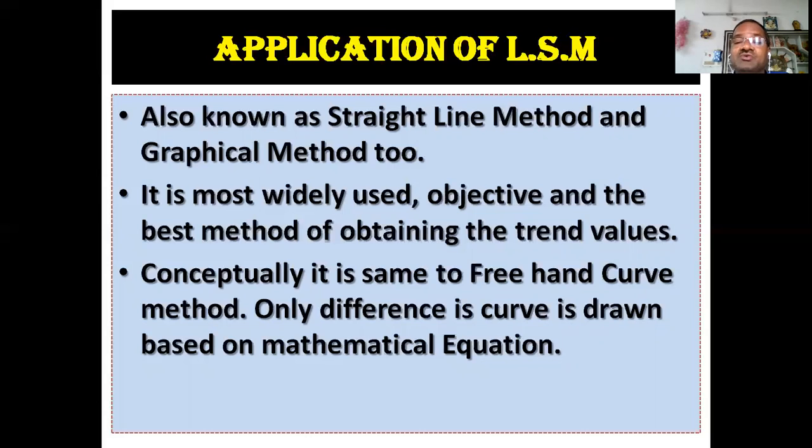It is the most widely used, objective, and best method of obtaining the trend values. Why are we saying it is the best method? Because it is more scientifically equipped. The rationality is high, and almost all areas, disciplines, and sectors depend more on this method than the previous three methods, because the results anticipated based on this method are very close to reality. Hence, this is the most widely used and objective method.